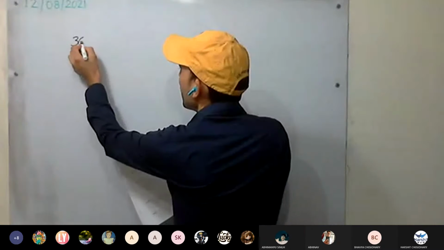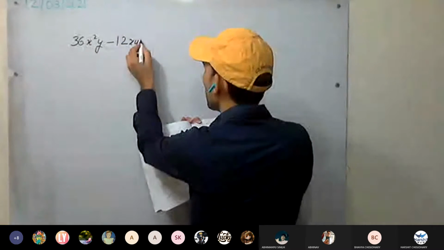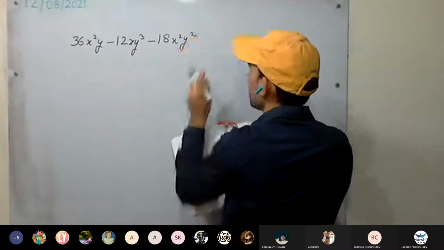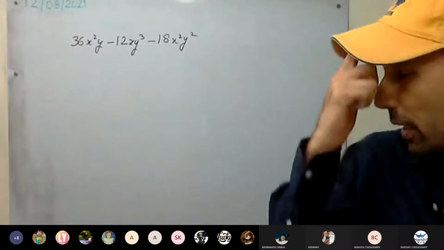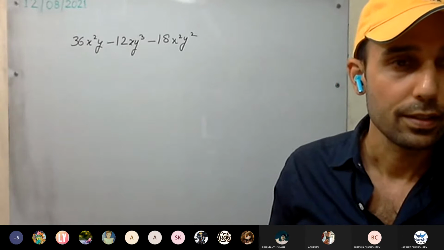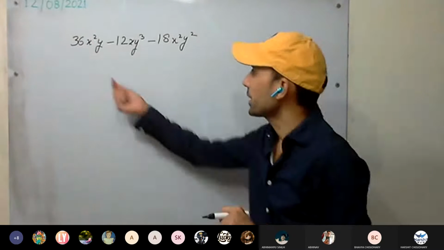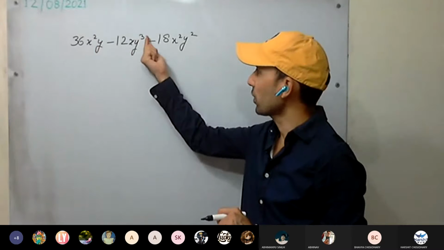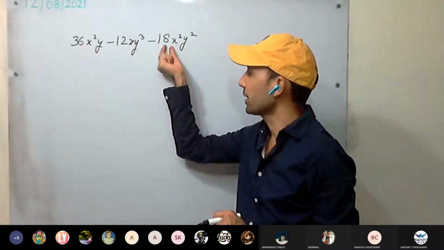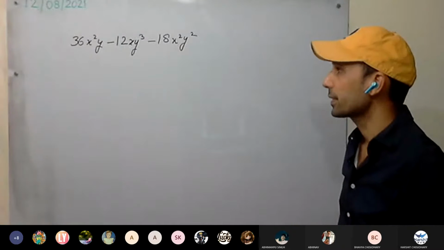36x squared y minus 12xy cubed minus 18x squared y squared. This is the question. Everyone try it. So first, among 36, 12 and 18, what is the highest common factor among them? 6. Is it 6?